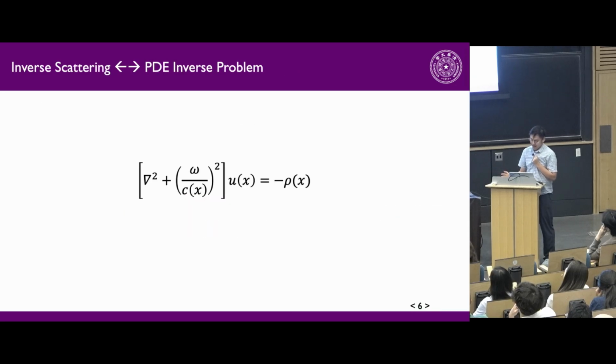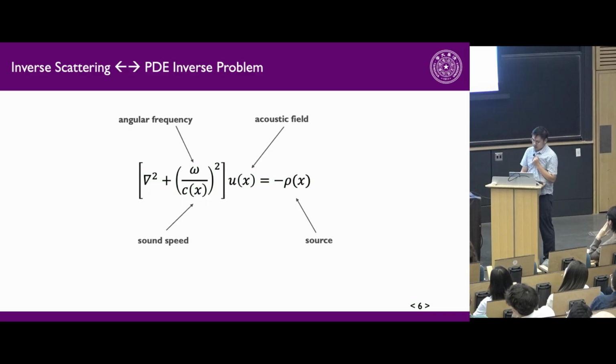Mathematically, this is a partial differential equation constrained inverse problem governed by the Helmholtz equation. We are trying to solve for an inhomogeneous sound speed distribution given the boundary measurements of the wave fields. So this is a joint inverse problem: we have to invert for both the sound speed and the full wave field.